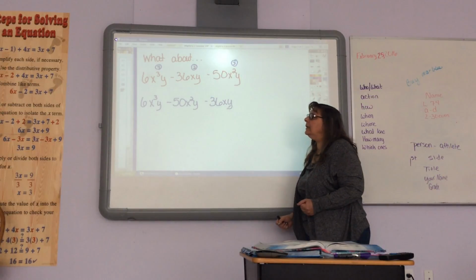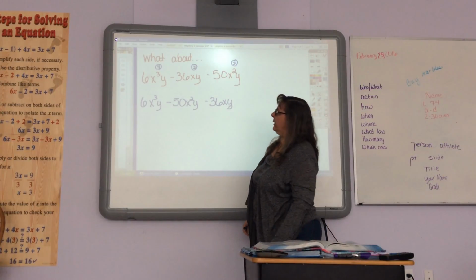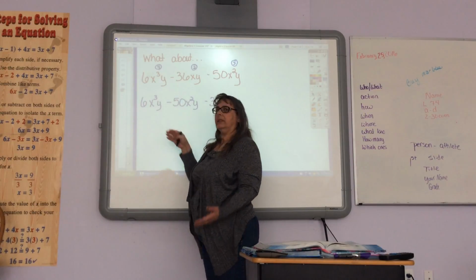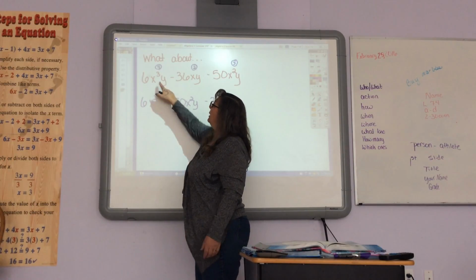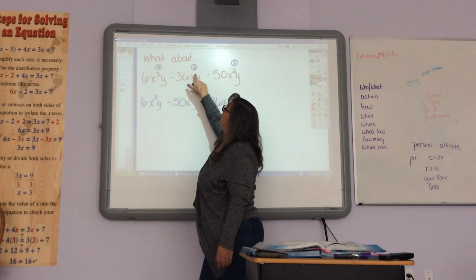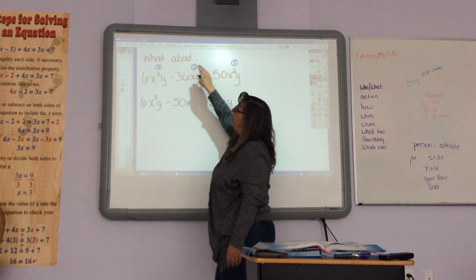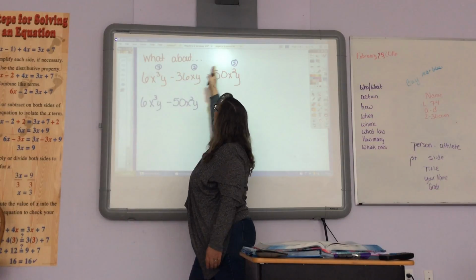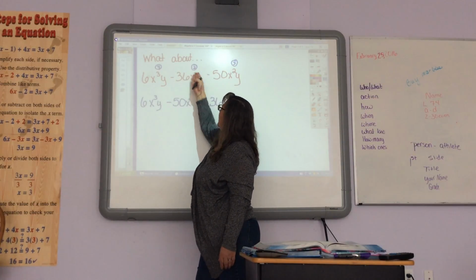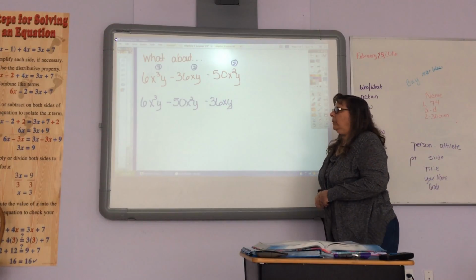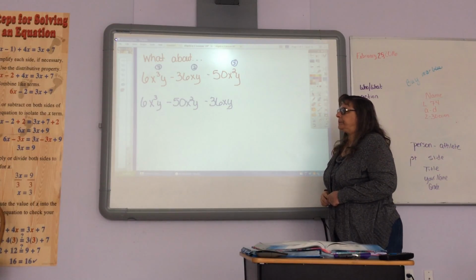Why did I do that again? They have to be in order by degree. To find the degree, you take the exponents for just the variables and add them. 3 plus 1 is 4. 1 plus 1 is 2. 2 plus 1 is 3. So we need the 4th degree, followed by the 3rd degree, followed by the 2nd degree. And now we're ready to go back to work.